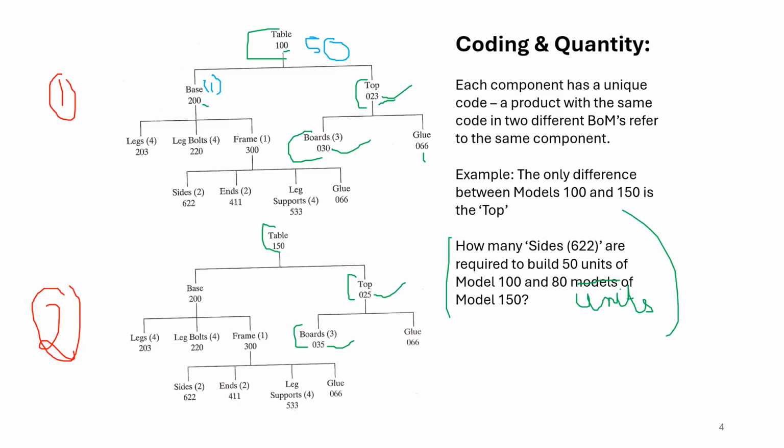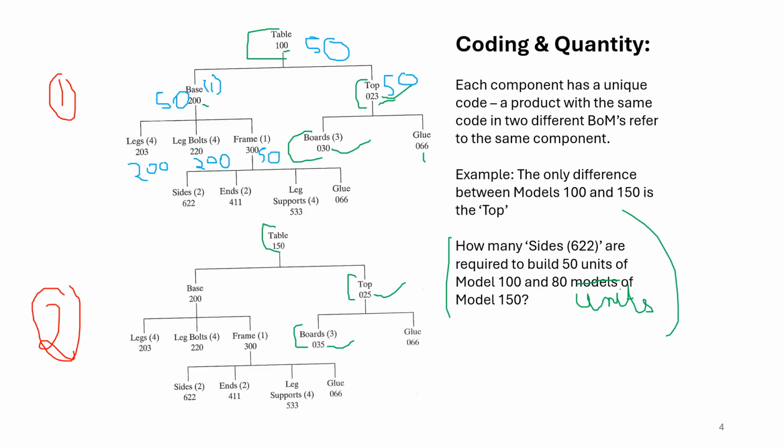So to manufacture 50 tables, we require 50 bases and 50 tops. Now, when it comes to manufacturing one base, we require 4 legs, 4 leg bolts, and 1 frame. So to manufacture 50 bases, we need 50 into 4, which is 200 legs. We need 50 into 4, which is 200 leg bolts. And we need 50 into 1, which is 50 frames.